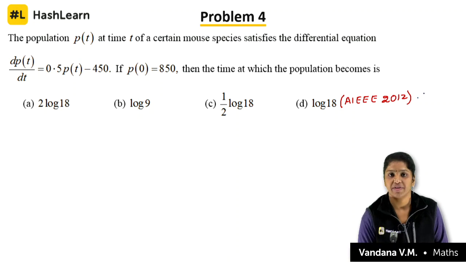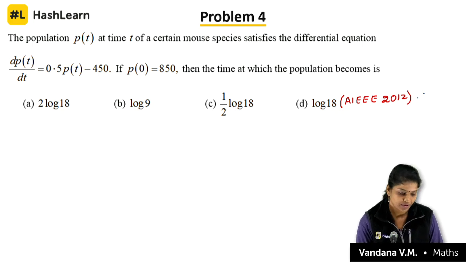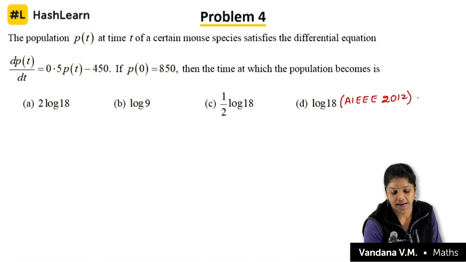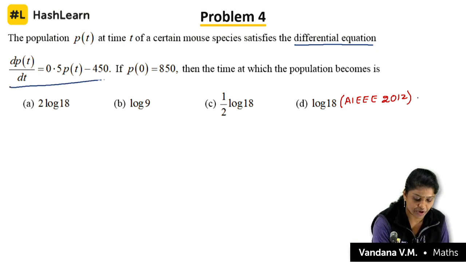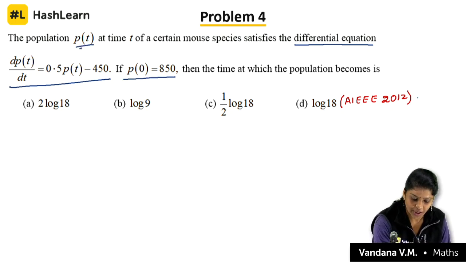This is also a very interesting question, but it is an IEEE 2012 question. The population P(t) at time t of a certain mouse species satisfies the differential equation. I told you many times, while doing variable separable, I did two classes. In one class completely I took these kinds of theoretical problems only, because they come like this only. This is your differential equation. They gave P(0), that means they gave the value at t = 0.